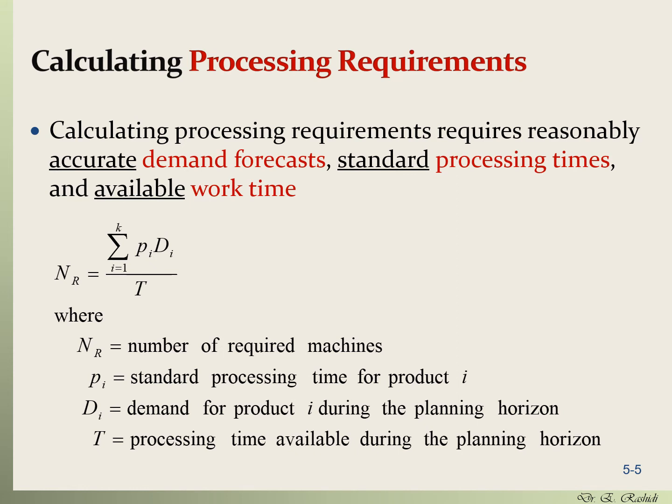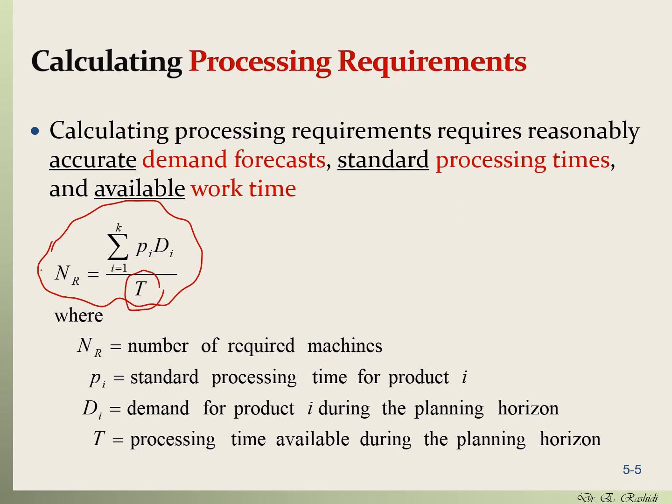As you can see from this equation here, N sub R is the number of required machines or equipment. To compute this, it is equal to the summation of Pi multiplied by Di, which is the summation of total processing time that you would need to meet the demand for product i. Suppose that you have K products: product 1, product 2, up to product K. And then you also know your time horizon, that's T here.